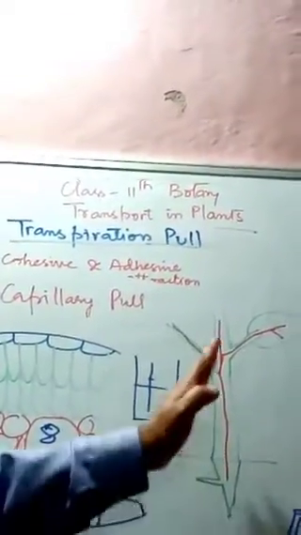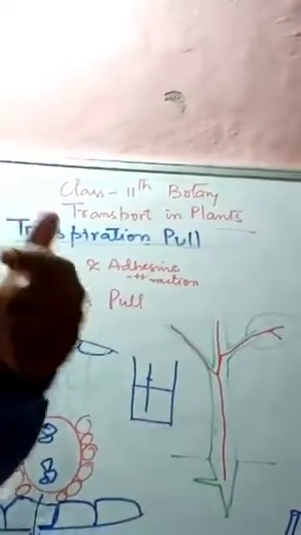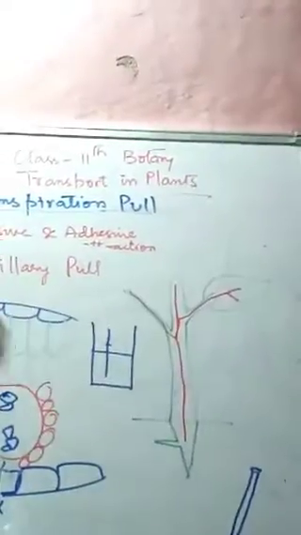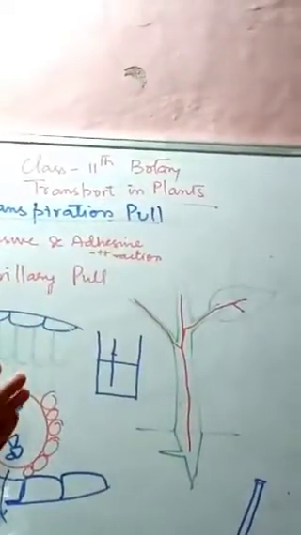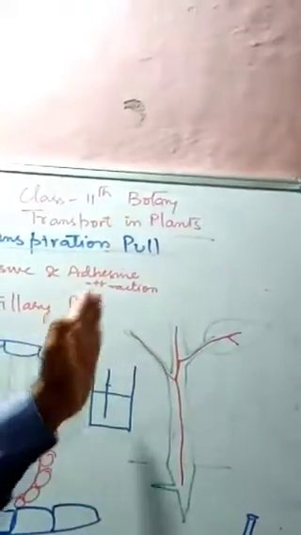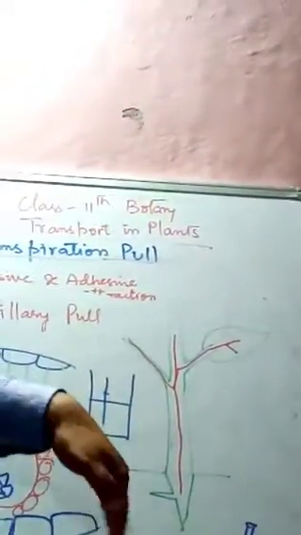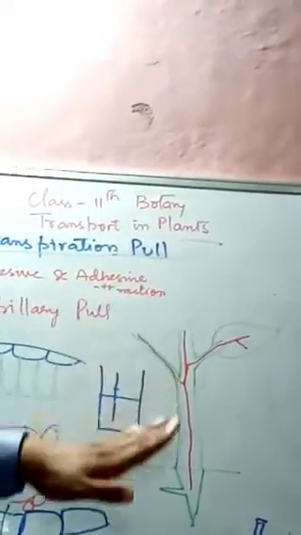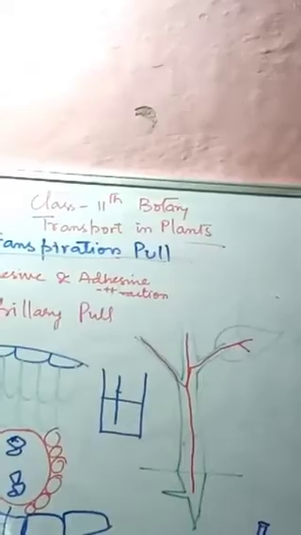But we will say this transportation of water is unidirectional, from the roots up to the topmost parts of the plant. But the transport of food is multi-directional. It moves from the leaves and the branches, upward and downward, it is multi-directional, while this water moves only in one direction.